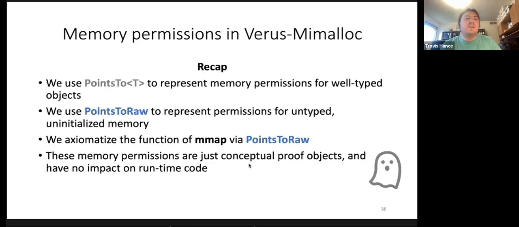So to recap all of that, we use points to, as before, as in our original P-pointer API, to represent memory permissions for well-typed objects of type T. Whereas points to raw represents permission for untyped and uninitialized memory that can be used to represent arbitrary variable size ranges. We axiomatized the function of mmap via points to raw. And finally, once again, all these ghost objects are conceptual proof objects that don't have any impact on runtime code. So this is another good spot to stop for questions if anyone has them.